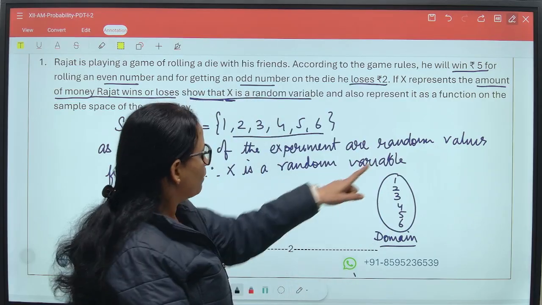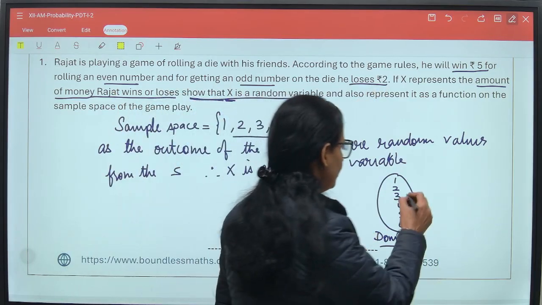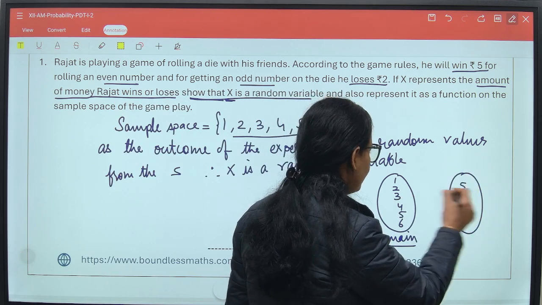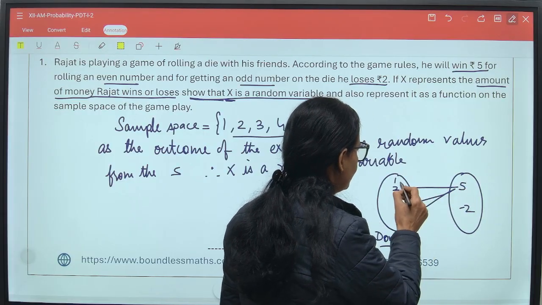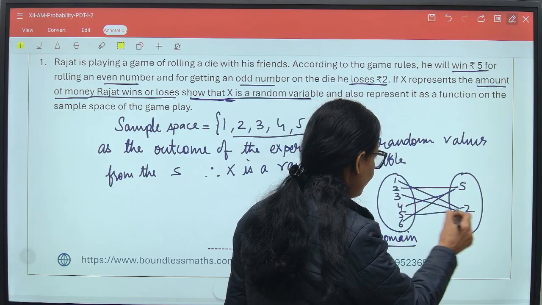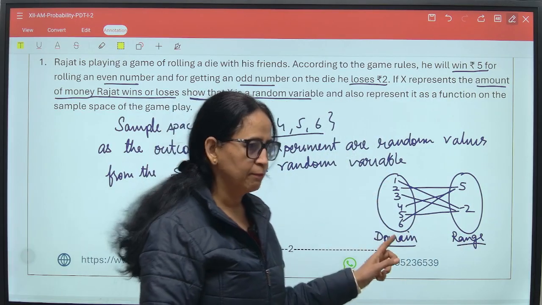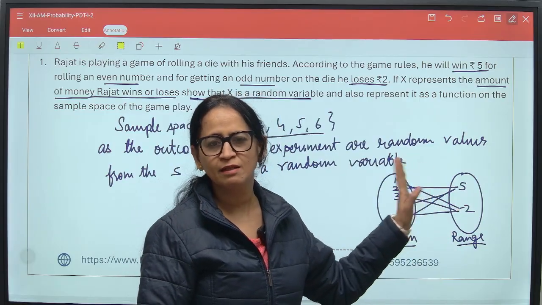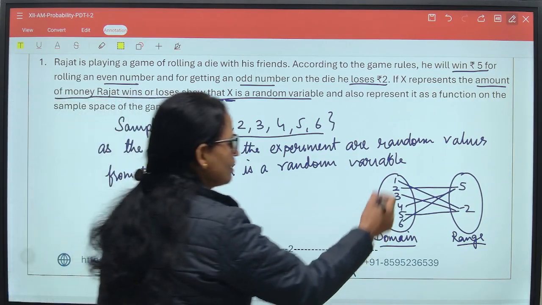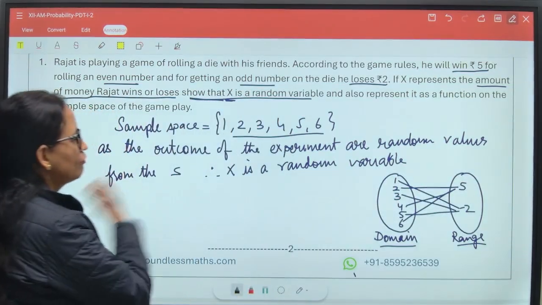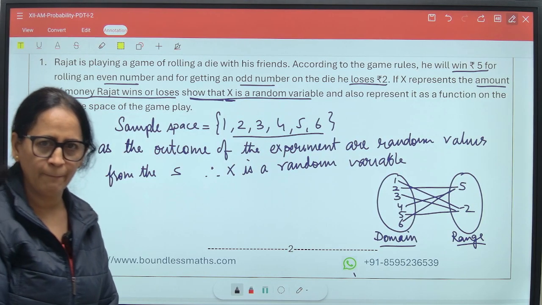So the domain is 1, 2, 3, 4, 5, 6, and if he gets an even number, he wins 5. That means the output is 5 if he gets 2, 4 or 6, and the output is -2 if he gets 1, 3 or 5. So this is the range. In the domain we have the entire sample space, and in the range we have two numbers that are a subset of real numbers. So this shows that every element in the domain has a unique value in the range. Therefore x represents a random variable, that is a function on the sample space of the gameplay. Fine.